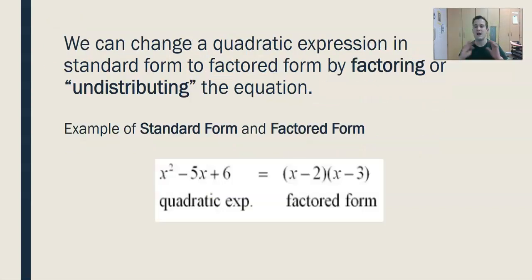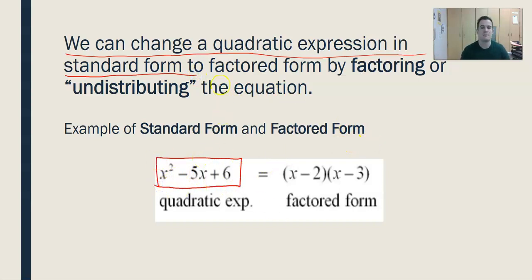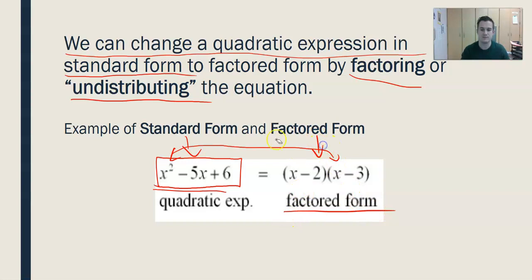I've been using this word factoring a lot. We can change a quadratic expression in standard form, so something like this, x squared minus 5x plus 6, to factored form by factoring or "undistributing" the expression. For example, these two expressions right here are equivalent to each other. They're equal to each other. This would be standard form, and this would be factored form.